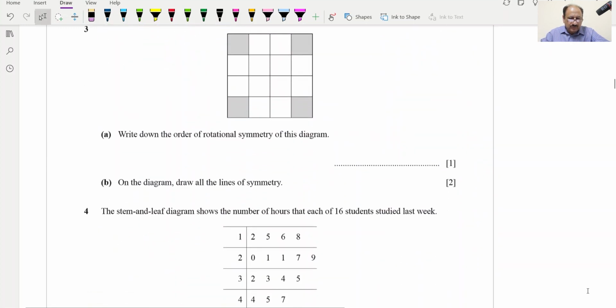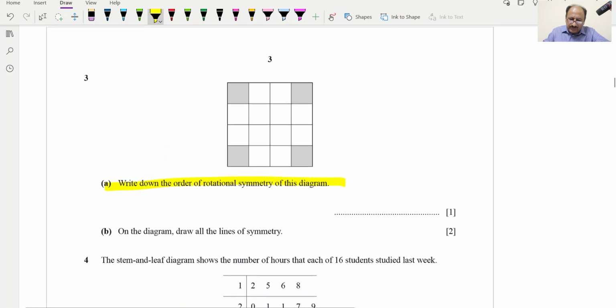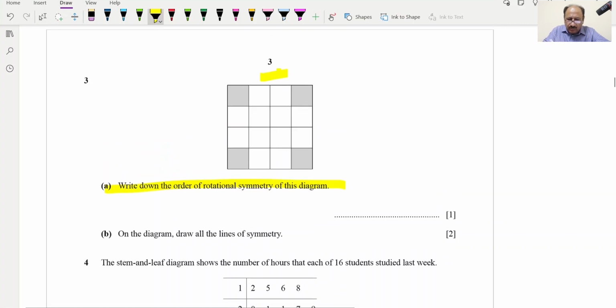Now question number 3, write down the order of rotational symmetry of this diagram, and we can rotate this diagram and get 4 exact same positions. 1, and we can rotate, and then 2, and then 3 and 4, so we'll be having basically 4 same locations at which we will get same diagram. Okay, so answer will be 4 for this one.